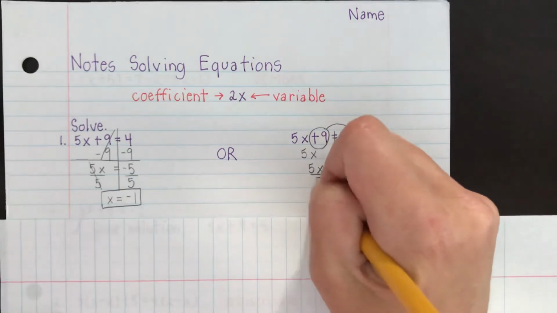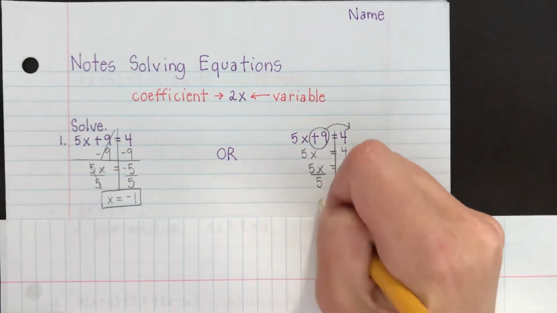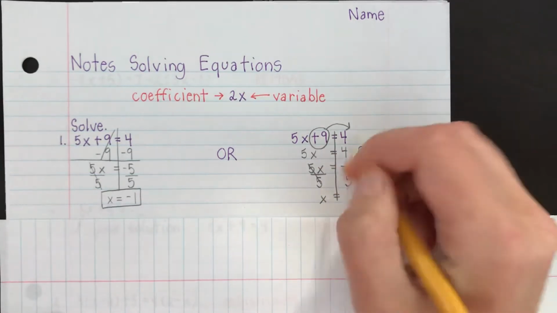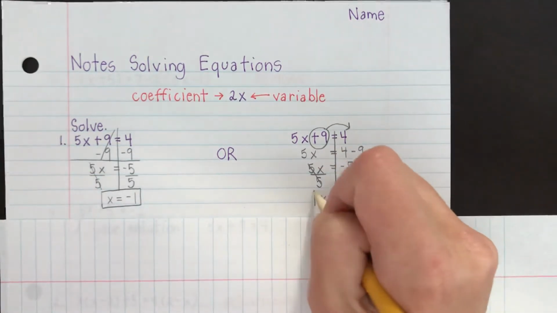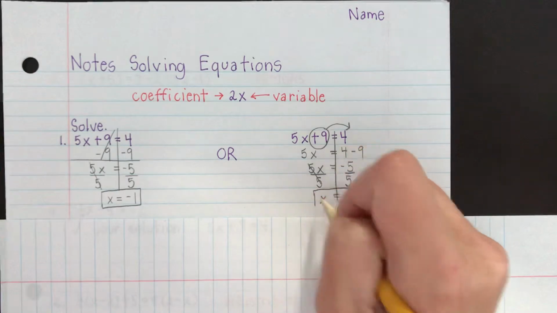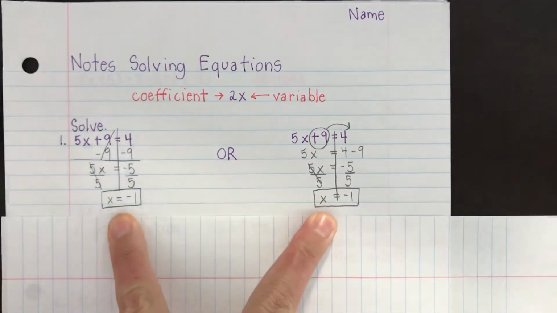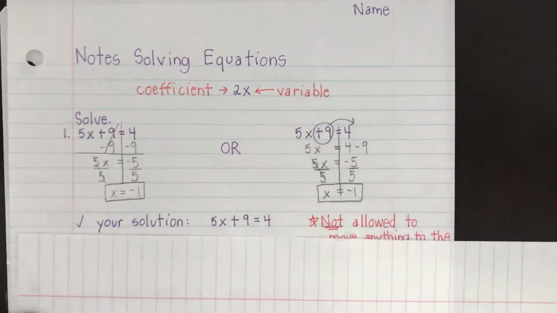So again, from here it's the same, divide both sides by 5, and we get, this turns to 1x, which we don't write, it's implied. x equals negative 1. Okay, another thing we're going to be doing a lot of in my class, and that's a good sign that we got negative 1 no matter which way we did it, right, is checking our solution.